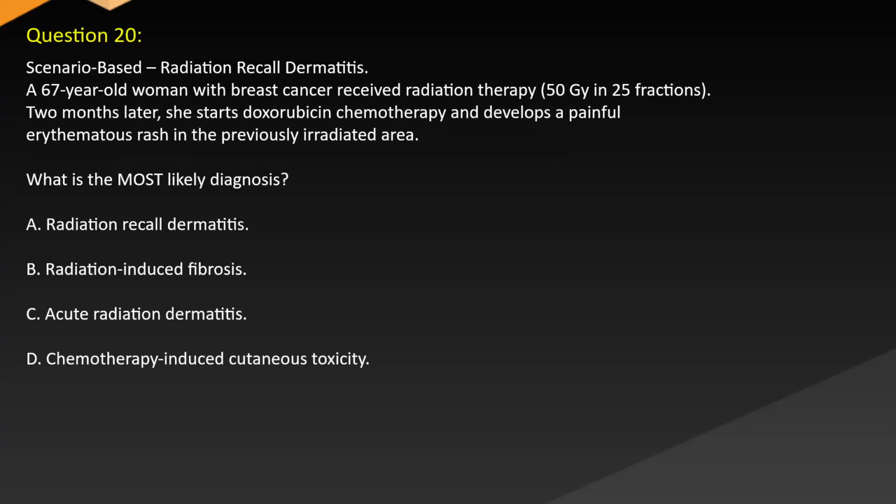Question 20. Scenario-based. Radiation recall dermatitis. A 67-year-old woman with breast cancer received radiation therapy, 50 Gy in 25 fractions. Two months later, she starts doxorubicin chemotherapy and develops a painful erythematous rash in the previously irradiated area. What is the most likely diagnosis? A. Radiation recall dermatitis. B. Radiation-induced fibrosis. C. Acute radiation dermatitis. D. Chemotherapy-induced cutaneous toxicity.